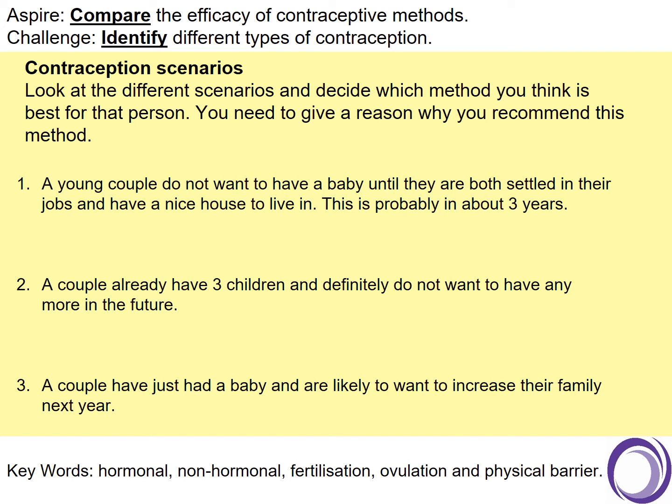Okay, so 3 scenarios. A couple do not want to have a baby until they are both settled in their jobs and have a nice house to live in. This is probably in about 3 years' time. Second scenario, a couple already have 3 children and definitely do not want to have any more children in the future. And the third scenario, a couple have just had a baby and are likely to want to increase their family next year. I'm going to give you 3 minutes just to attempt that.